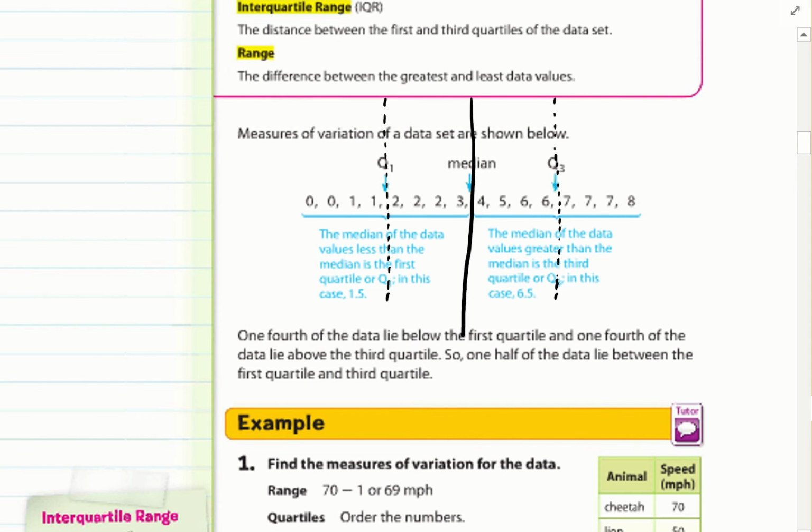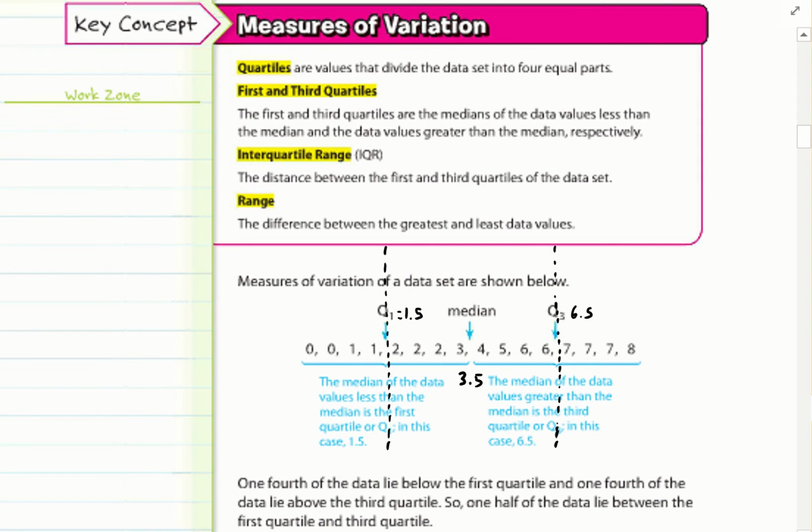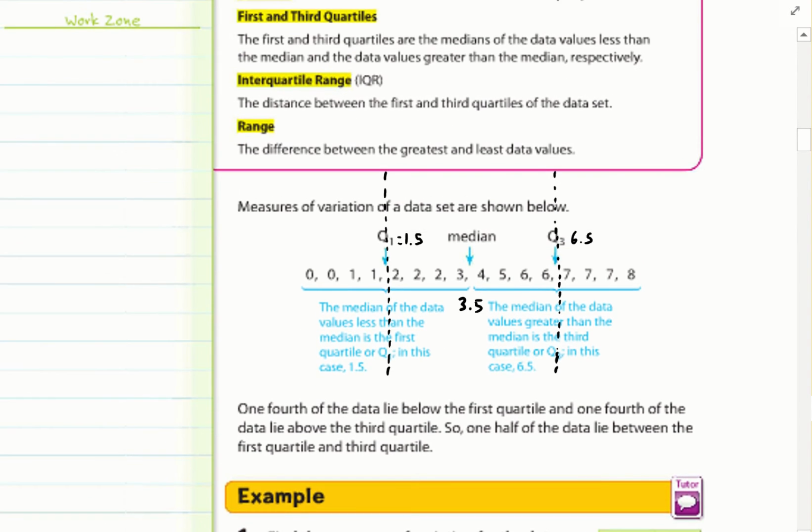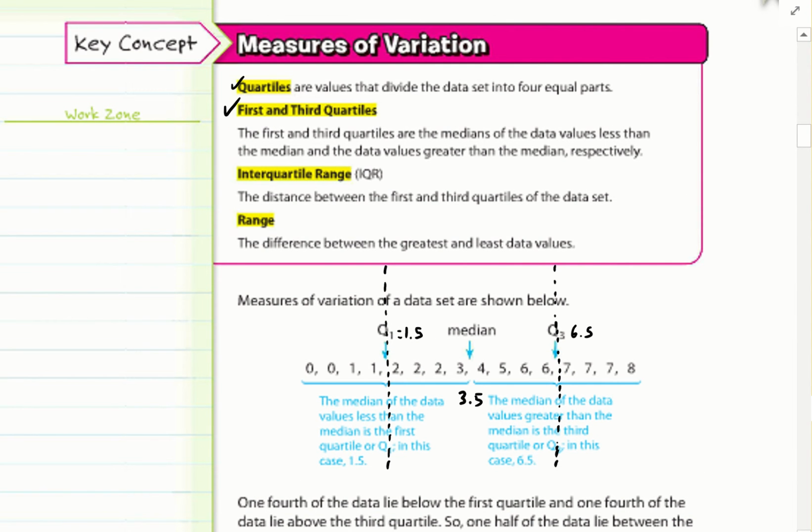So if my median is in the middle, in between 3 and 4, I know my median is going to be 3.5. Now, my Q1 is going to be in between 1 and 2. So I know my Q1 is going to be 1.5. Q3 is between 6 and 7. So I know Q3 is going to be 6.5. So I found the median, and I found my first quartile, this Q1, and my third quartile, which is Q3. So that's here. Check, check.